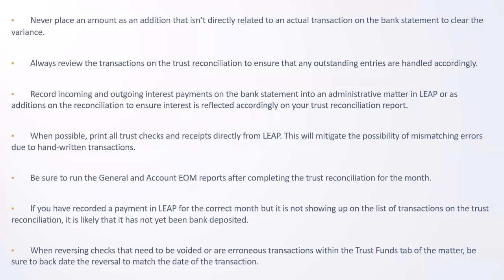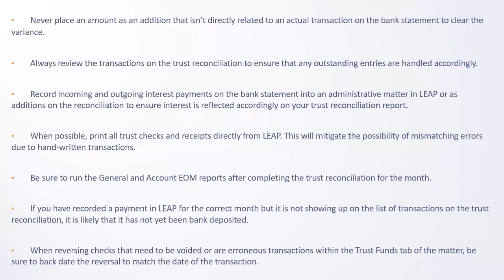If you have recorded a payment in LEAP for the correct month, but it is not showing up on the list of transactions on the trust reconciliation, it is likely that it has not yet been bank deposited. To check, go to the main menu, to the Accounting tab on the left side, select New Bank Deposit on the trust side, and check to see if the transaction shows up here. If it does, select the transaction and enter the date that it was actually deposited.